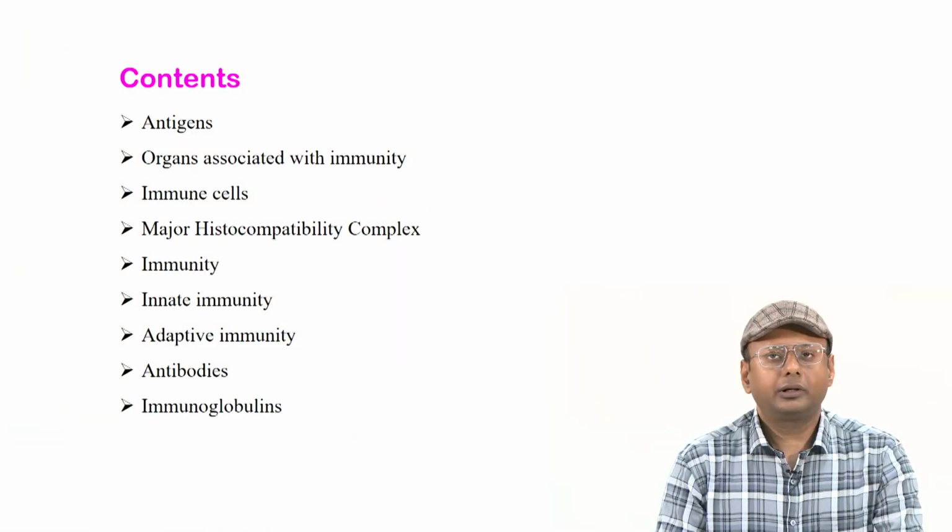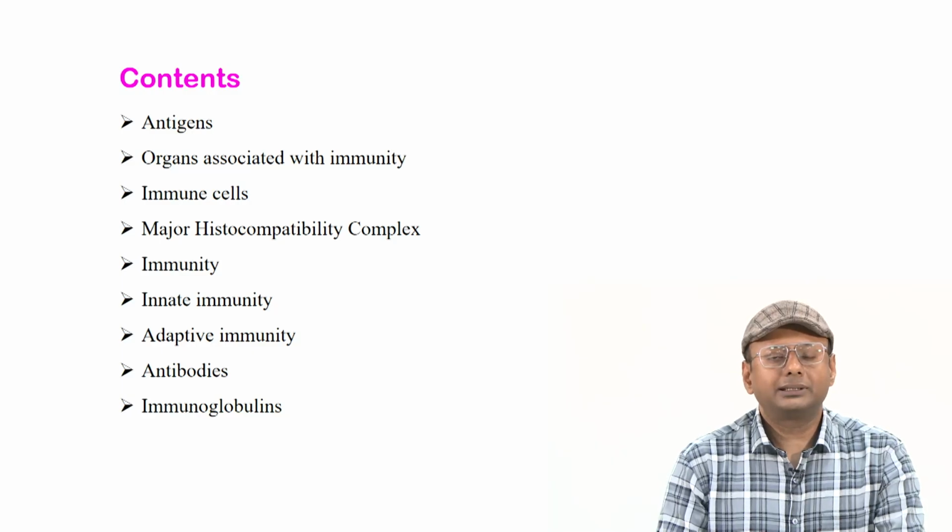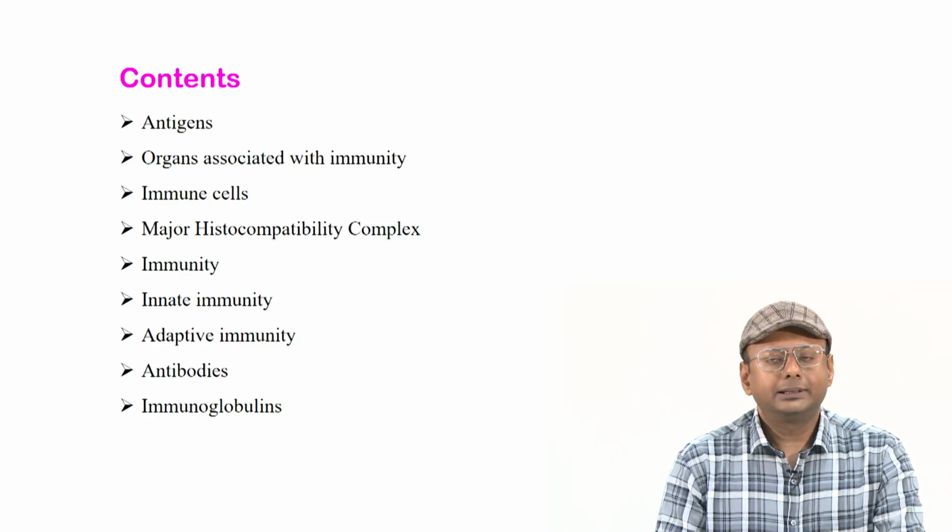So what different contents will be covered in this class? We will discuss what an antigen is, and then we will see the different organs that are associated with our immunity. We will briefly describe the different types of immune cells present in our body. We will see the different forms of immunity that exist, for example innate immunity and adaptive immunity, and briefly we will also discuss antibodies and immunoglobulin.